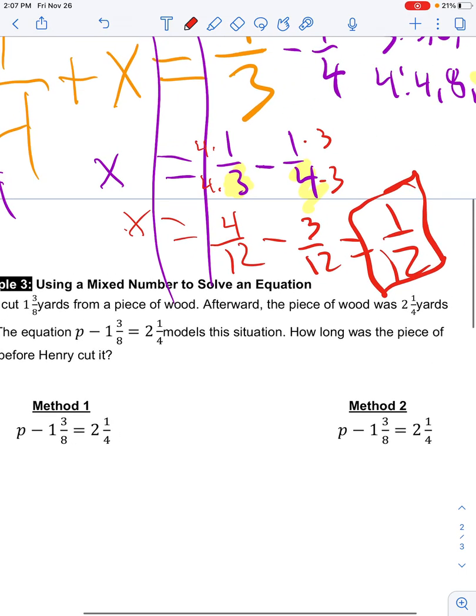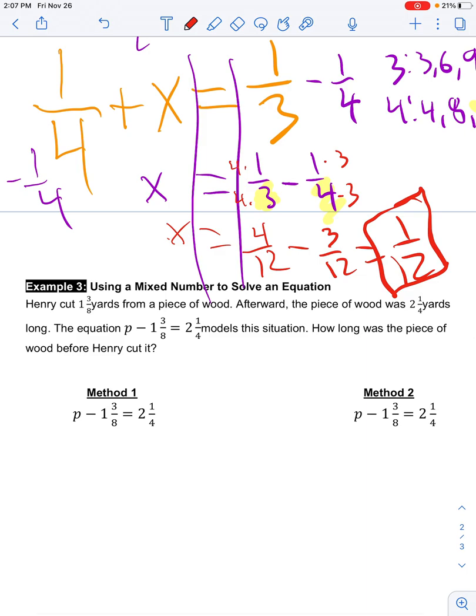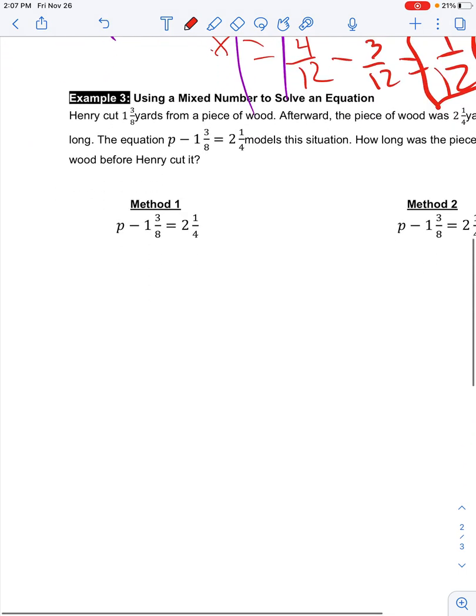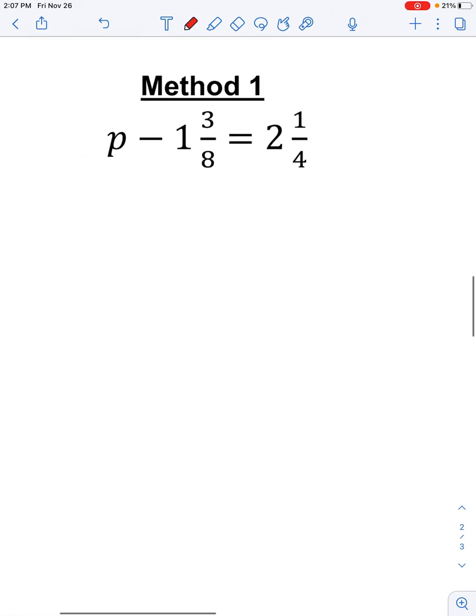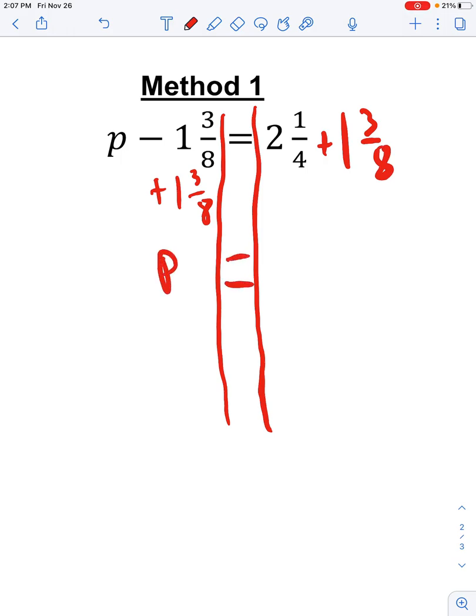Henry cut 1 3/8 yards from a piece of wood. Afterwards, the piece of wood was 2 1/4 yards long. The equation P minus 1 3/8 equals 2 1/4 models this situation. How long was the piece of wood before Henry cut it? My first method is to keep them as mixed numbers. This says subtracting 1 3/8, so to do the opposite, I'm going to add 1 3/8.